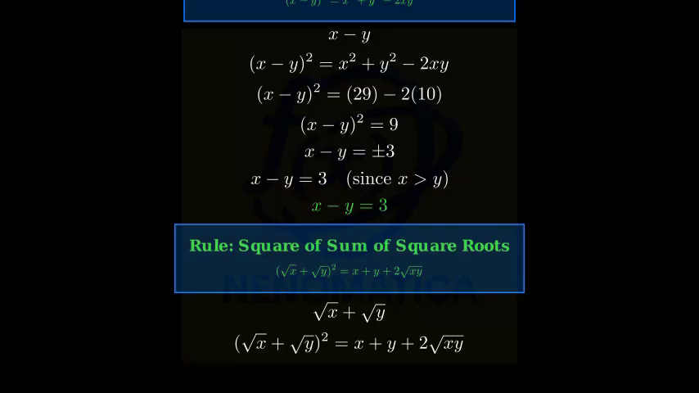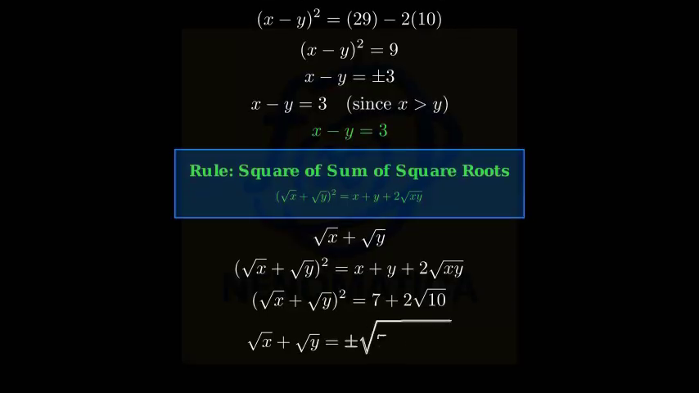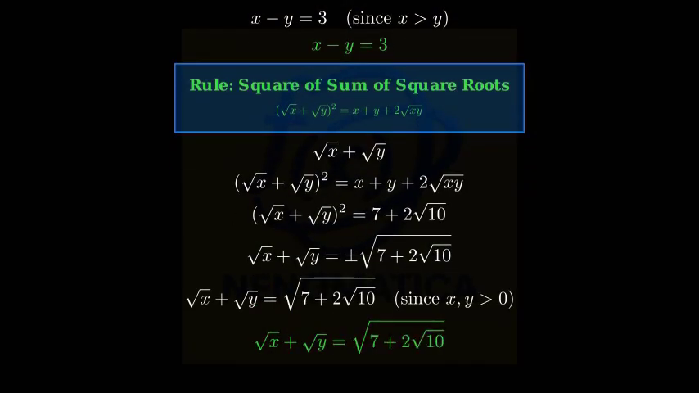Substituting our known values, we get the square of our expression equals 7 plus 2 times the square root of 10. Now, we need to take the square root of both sides. This gives us square root of x plus square root of y equals plus or minus the square root of 7 plus 2 times the square root of 10. But since both x and y are positive, as their product is 10 and their sum is 7, both square roots are positive, so our expression must be positive. Therefore, the square root of x plus the square root of y equals the square root of 7 plus 2 times the square root of 10.